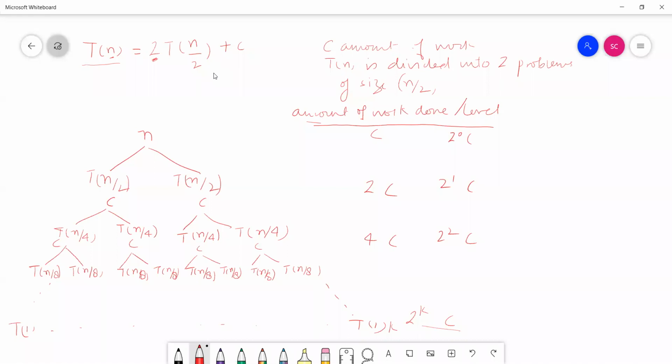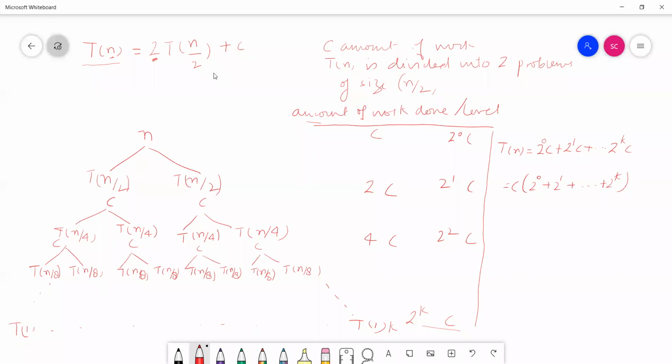Okay. Now we have to calculate the total amount of work done. So I think till now it is clear. Yes, sir. Okay. So now we have to calculate the total amount of work done. So total amount of work done, T(n), is equal to 2 to power 0 times c, plus 2 to power 1 times c, plus up to 2 to power k times c. So now c is common. We got 2 to power 0 plus 2 to power 1 plus up to 2 to power k.